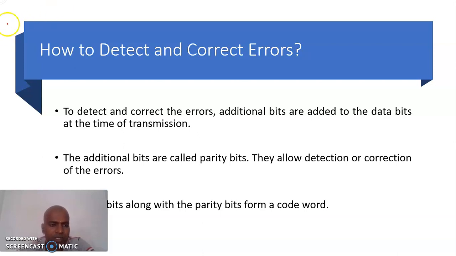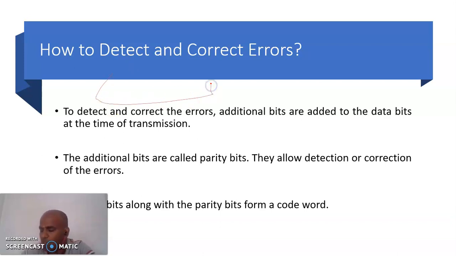First, to detect and correct errors, additional bits are added to the data bits at the time of transmission. Suppose I'm going to transmit 1011, this is my data. Then I need to add some extra bits, so it becomes 101011. Here the 10 are the extra added bits, and these bits are called parity bits. I add these parity bits to protect my data if someone is going to steal it. So before transmitting the data I add these extra bits.